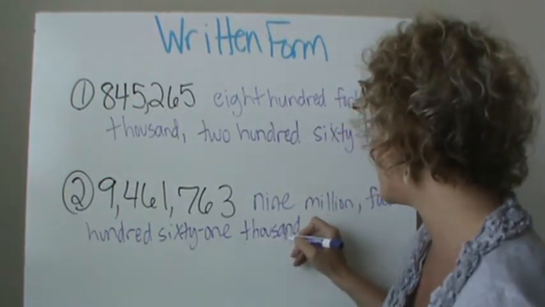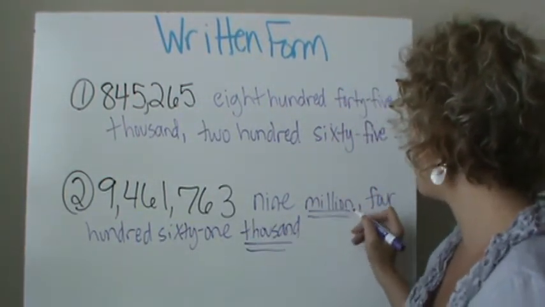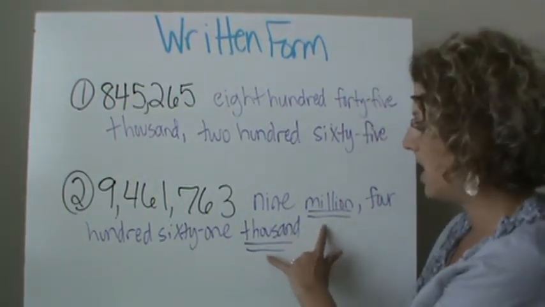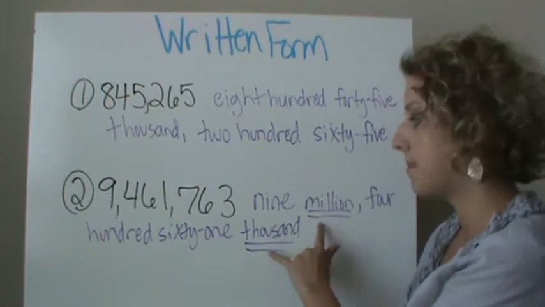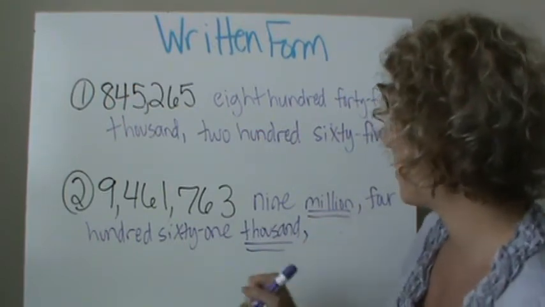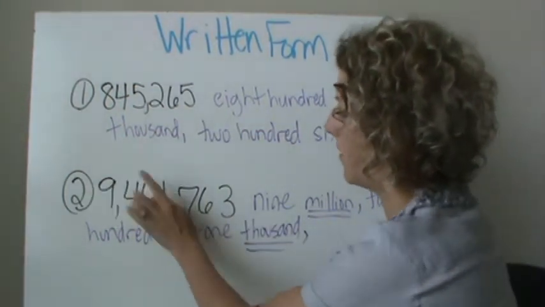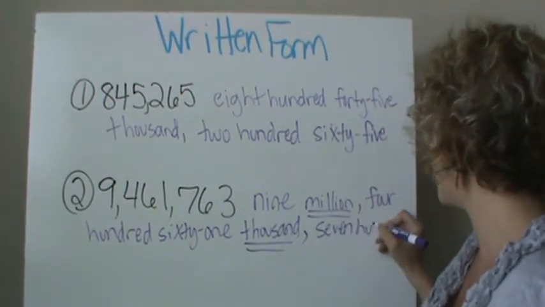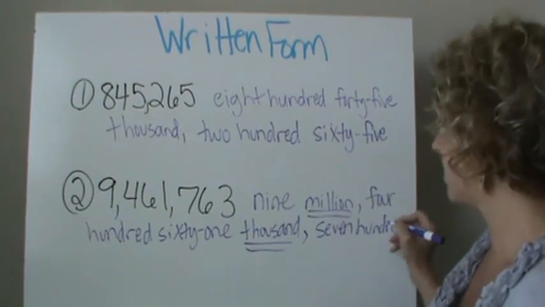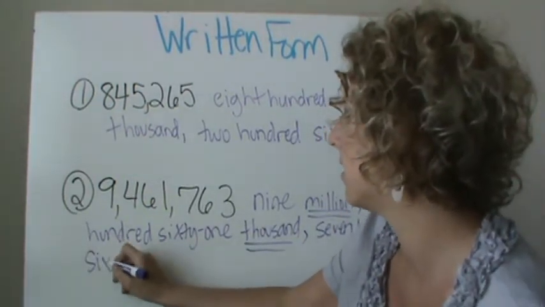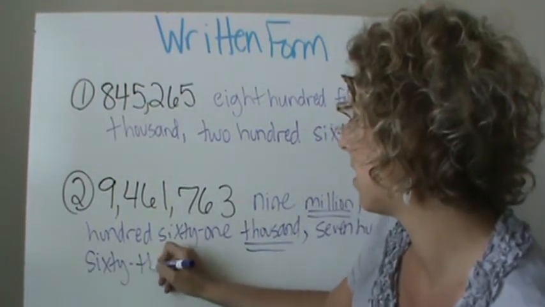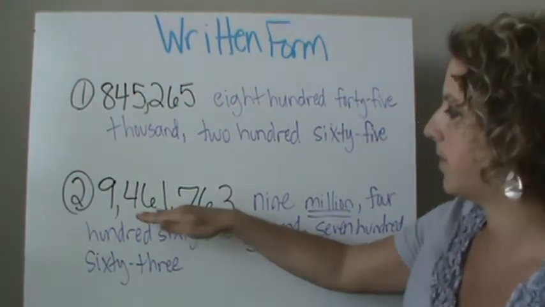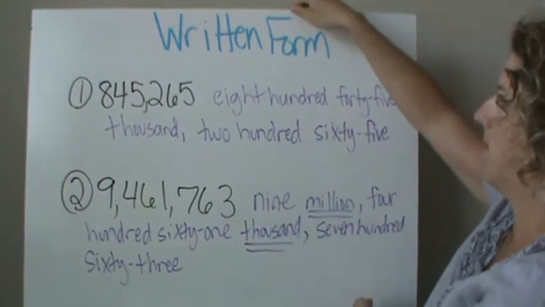That's really tricky. A lot of times you'll see on multiple choice or different places, they'll try to trick you and they'll leave that part out. Make sure you remember that part. And then cover up everything except for the last 3, 763. So that took this number from standard form to written form.